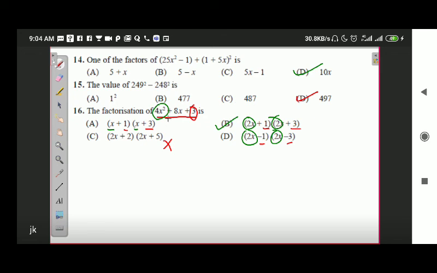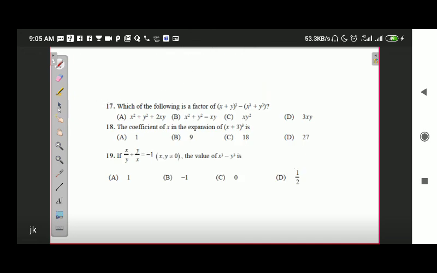Why? Because all the signs of the given polynomial are the same. If we expand this polynomial, the sign of the coefficient of x will be negative. But if we expand the polynomial in the B part, the sign of the coefficient of x will be positive. Okay, so B is the correct answer. Let's see next.